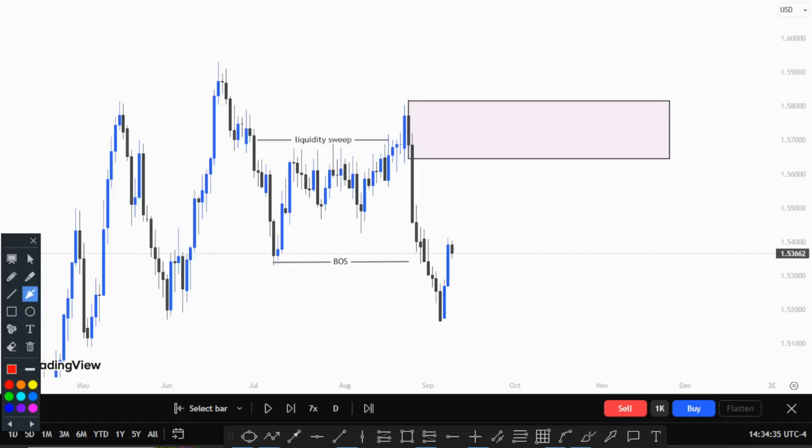The same principle applies to supply zone. After this distribution, the market sweeps this level and makes aggressive moves to the downside. This creates this supply zone. We then wait for the market to retrace back to this level and take a sell position after confirmation.